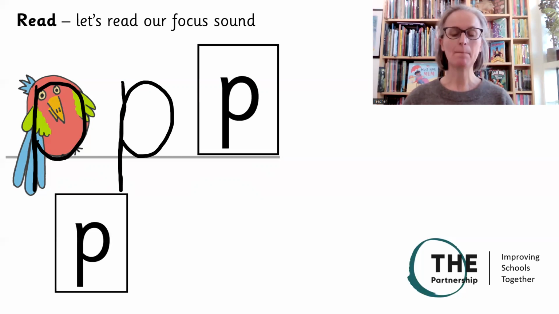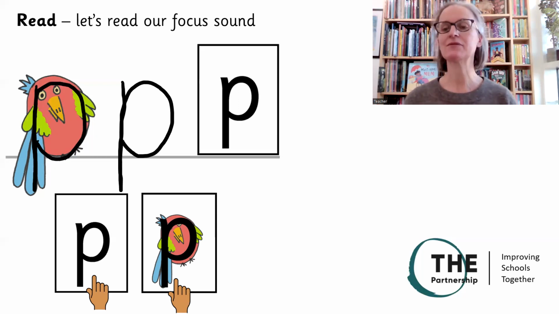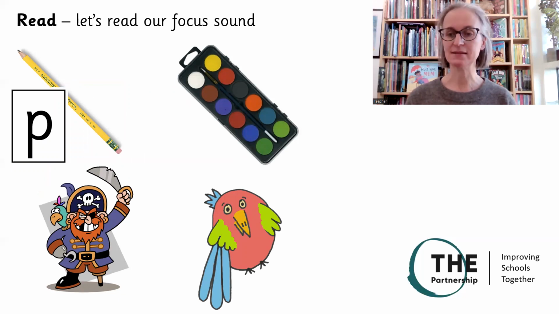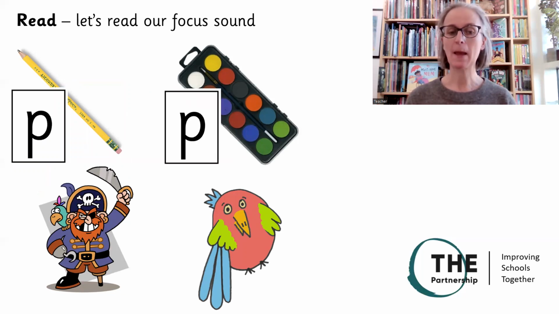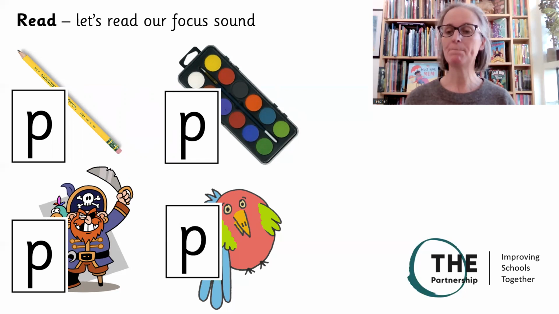So we can read P, and we remember it with a parrot. Read the sound. Name the picture. That's right. P, parrot. Let's read our sound with our objects. P, pencil. P, paint. P, pirate. P, parrot.